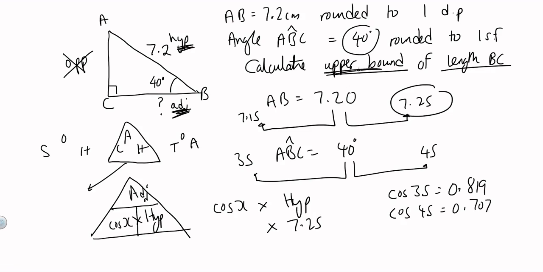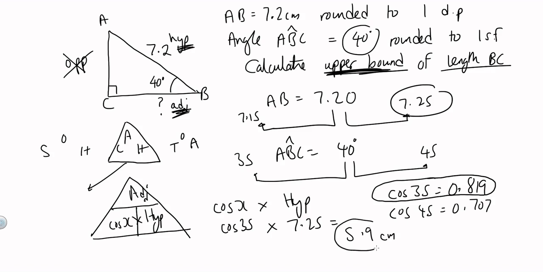But I'm trying to find the upper bound. Remember, I'm going for the upper bound, so I'll need the largest possible value for cos x, and I'm already using the largest possible value for the hypotenuse. So what I'm going to do now is use cos 35 instead. Cos 35 gives you the largest value, as opposed to cos 45. So if I work out the calculation, cos 35 multiplied by 7.25, I get 5.9 centimeters. Right, that's the upper bound based on the calculations that I've used.